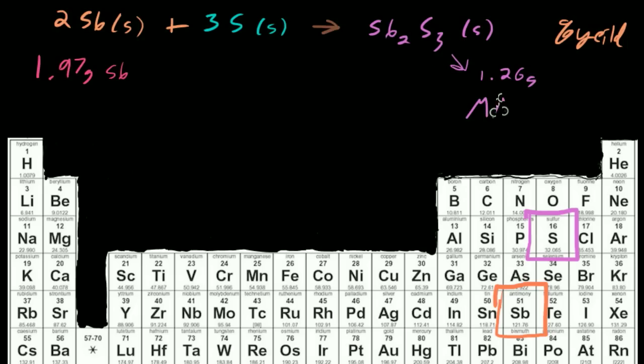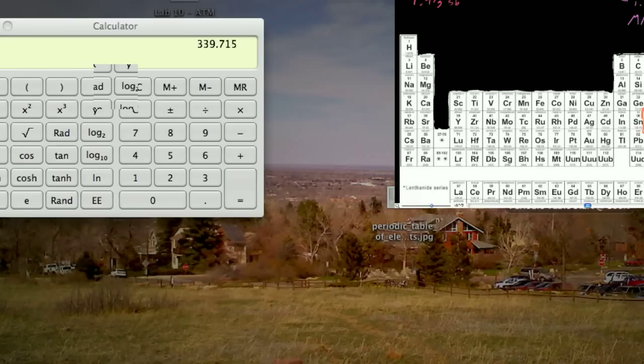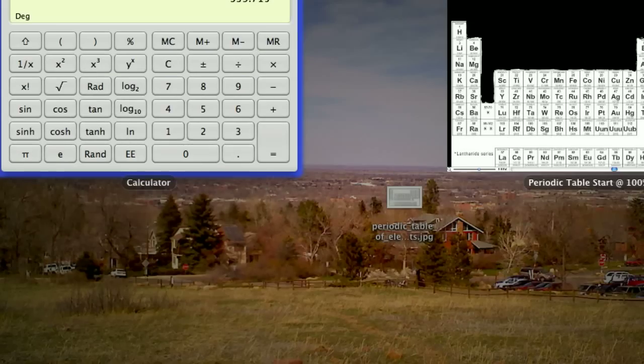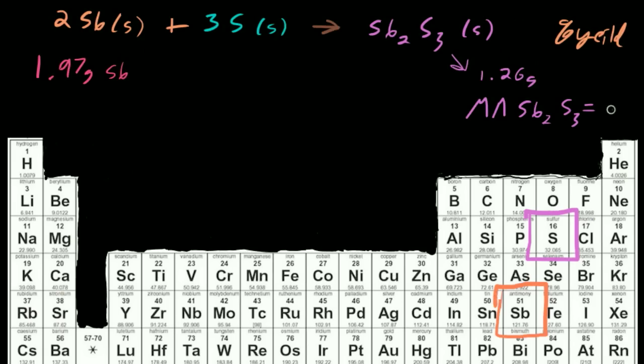So the molar mass of Sb2S3 is, what did I say it was again? 339.715. Hopefully you can see that. Sorry, that's getting kind of squished over there.